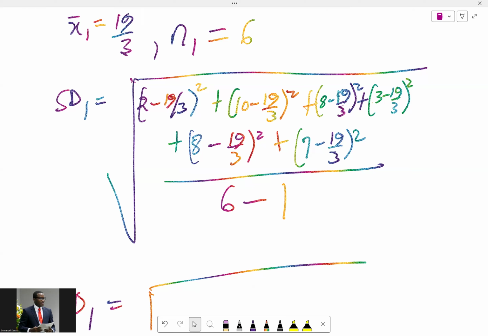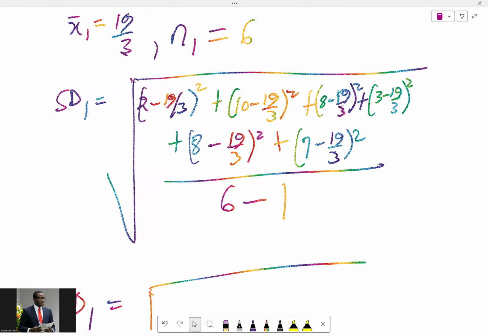Yeah, you can see it's important to check because you can easily make mistakes here. So I go again. 2 minus 19 over 3 squared plus 10 minus 19 over 3 squared plus 8 minus 19 over 3 squared plus 3 minus 19 over 3 squared plus 8 minus 19 over 3 squared plus 7 minus 19 over 3 squared.